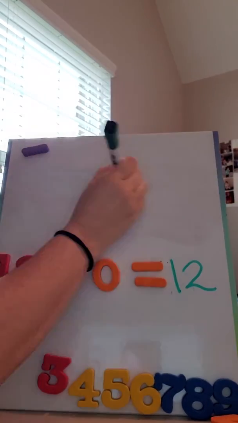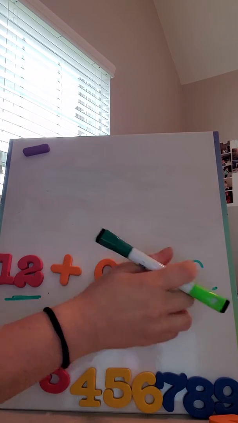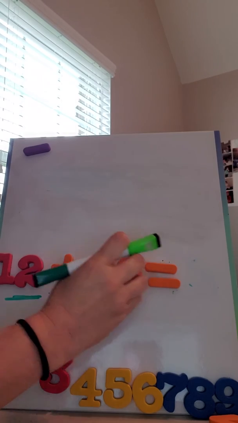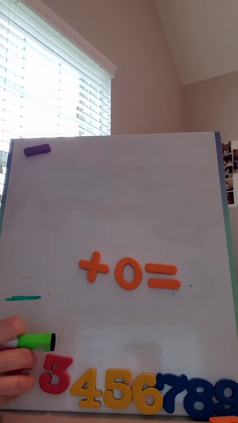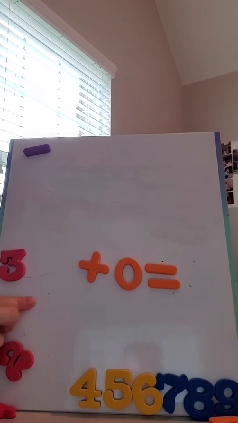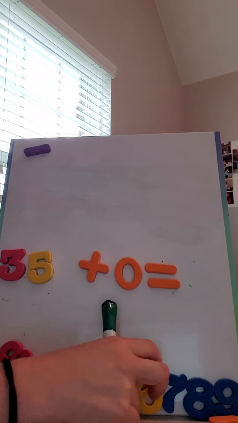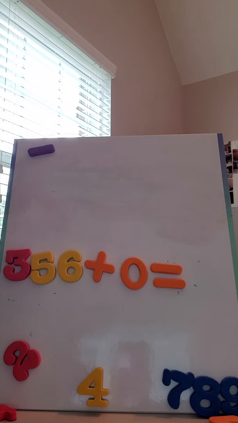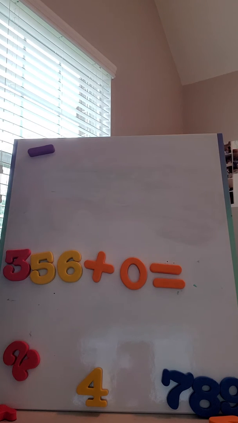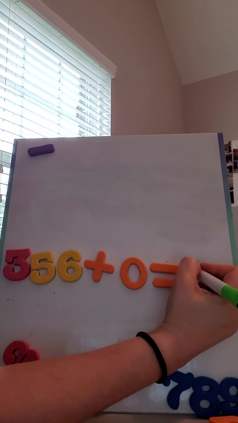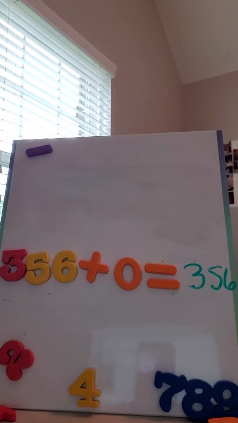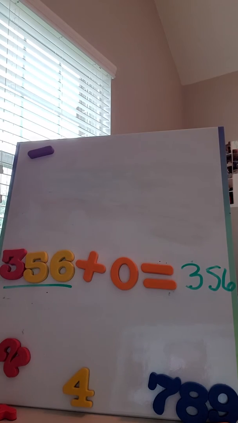Let's try one, and this time I'm not going to draw. I'm just going to make a really big number because I know that we love to work with humongous numbers. I'm going to move this all over. And what if I put a number like 356? 356, that's a huge number. Plus 0, what is that going to equal? You're right. It's going to equal 356. The same as this number here, okay?